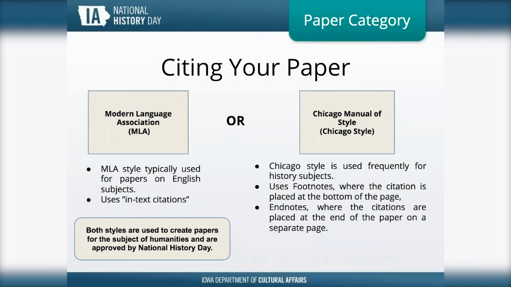Chicago style is used frequently for history subjects. It uses footnotes where the citation is placed at the bottom of the page. It also uses endnotes where the citations are placed at the end of the paper on a separate page.